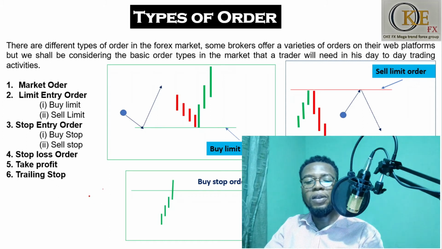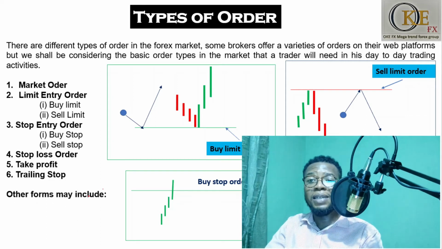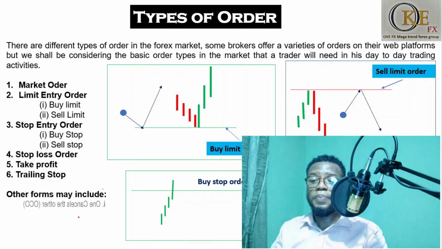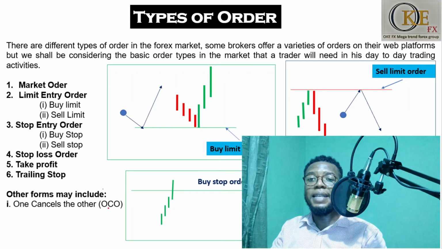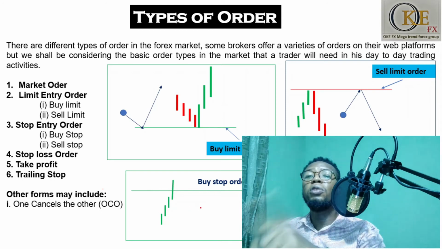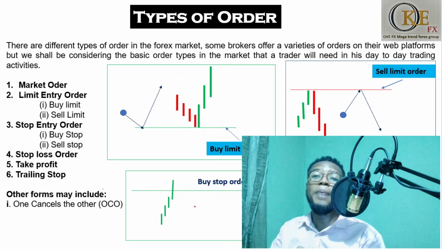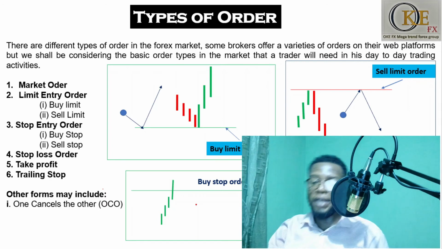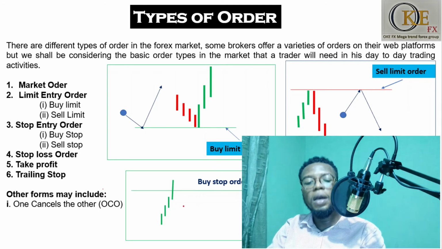Now other forms of order may include one-cancels-the-other. One-cancels-the-other is simply when you can set a buy order and a sell order, a buy stop and a sell stop. So price is somewhere in the middle, and one order is above, the other is below. Whichever one triggers, if it's the sell order that triggers, then the buy order will automatically be cancelled. We won't have a scenario whereby price decides to go back again and also trigger the other order, and you see we're already having two trades that are almost in losses.